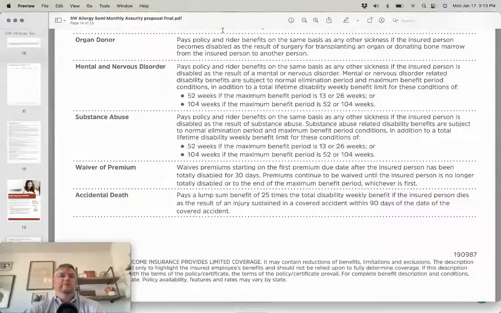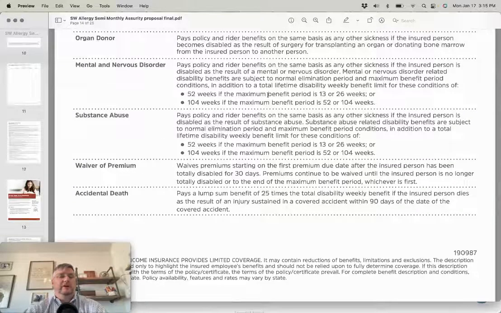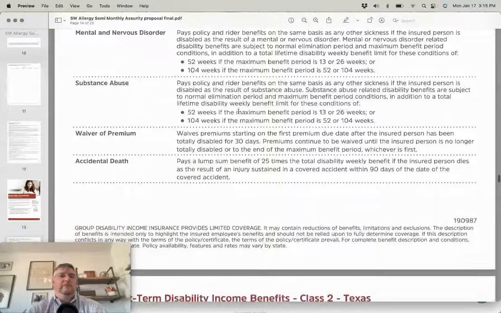Organ donors: pays policy and rider benefits on the same basis as any other sickness if the insured becomes disabled as a result of a surgery for transplanting an organ or donating bone marrow from the insured person to another person. So very cool. That's something that can be done voluntarily, obviously, as an organ donor, and yet it's still going to pay you for the disability.